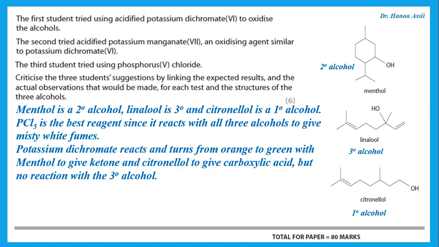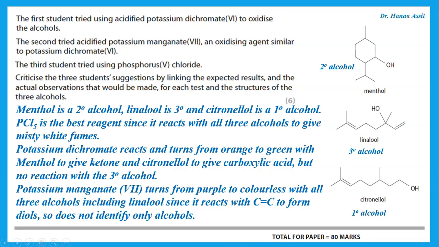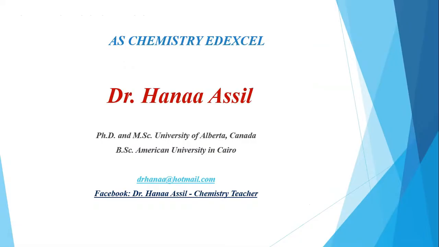Well, what about potassium manganate? The problem with potassium manganate is that it reacts with both the alcohol part and with the alkene part. Remember that alkenes react with potassium manganate to give diols. So the potassium manganate is not used as a test for presence of alcohols because it not only identifies the presence of alcohol, it could also be used to identify the double bond, so that cannot be used to identify alcohols. And that's the end of the paper.